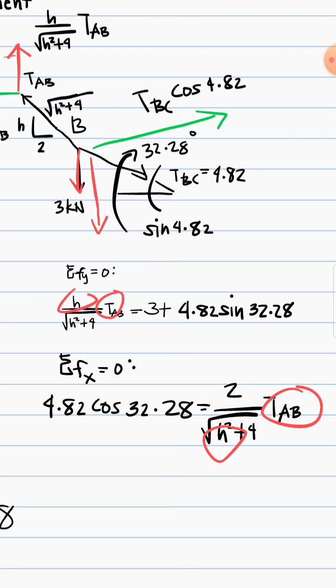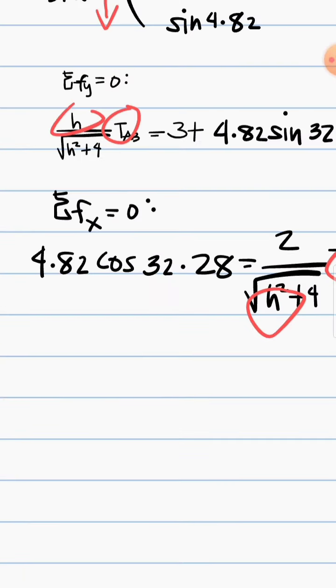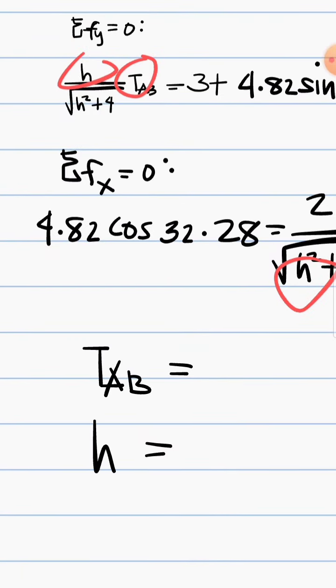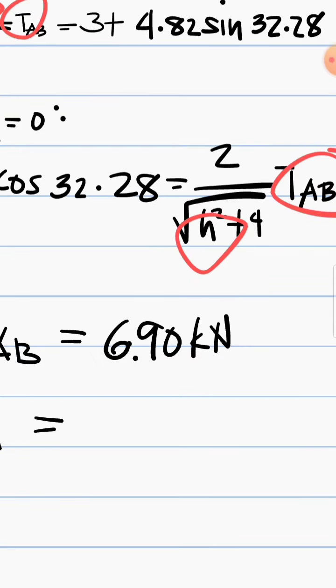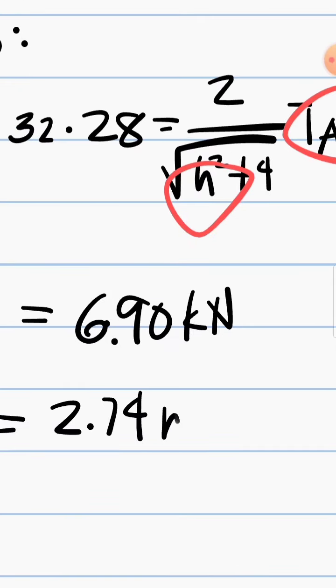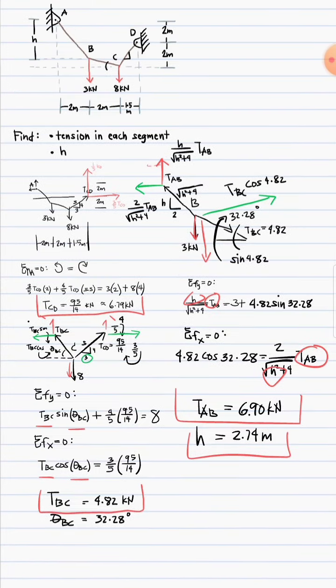TAB and h. With that, we have two equations and two unknowns. Therefore, TAB, or the tension in AB, is equal to 6.90 kN, and the height is just 2.74 meters. So that's it. That's how we do this type of problem.